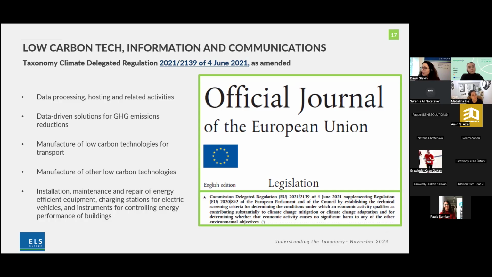So we are looking here at the climate delegated regulation. There are economic activities. I'm just taking a sample of them here, but I believe these would be very close to some of your business models. Data processing, hosting, and related activities is an eligible economic activity. Data-driven solutions for greenhouse gas emission reductions is an eligible activity. Manufacture of low carbon technologies for transport, manufacture of other low carbon technologies. So again, these are enabling activities that enable the other sectors to meet their goals.